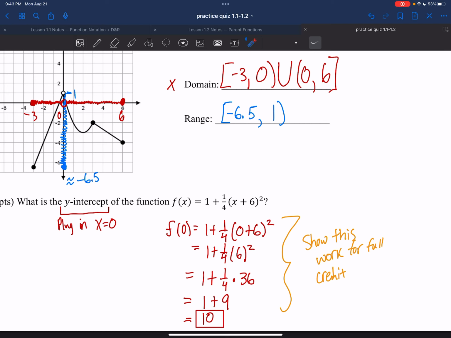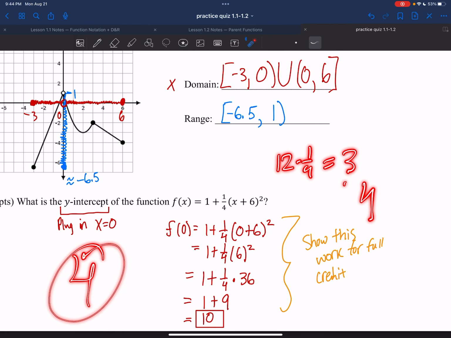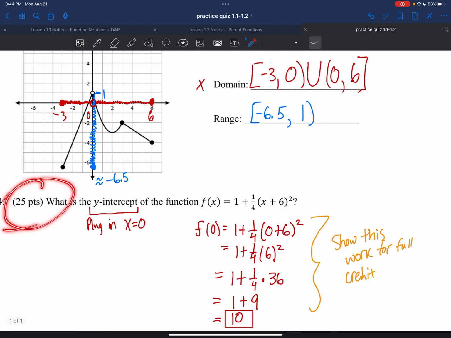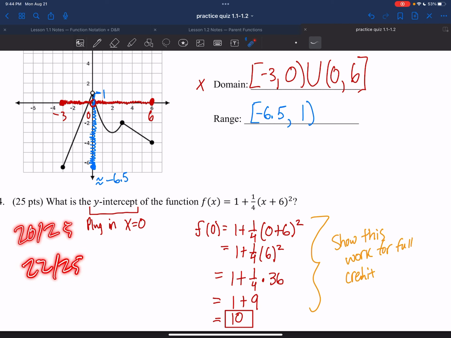Because what if you make a mistake? What if you square 6 wrong and you said it was like 12, right? And so you said, oh, well, it's 12 times 1/4 is 3, and then 3 plus 1 is 4. If you put 4 as an answer here, well, guess who's not getting those 25 points at all, right? If you show your work and then a tiny mistake appears, if you said that was 12, I'd probably give you 20 out of 25. I might even be tempted to do 22 out of 25, all right? Because that's such a small error.